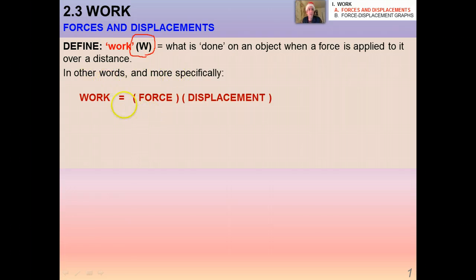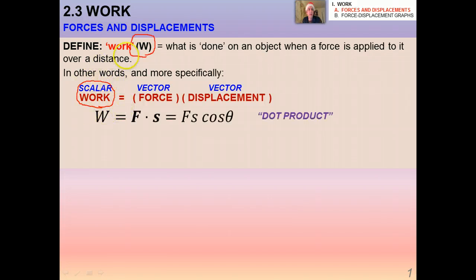In other words, and more specifically, work is the product of force and displacement. Okay? Now, force and displacement are both vectors. Turns out that work is a scalar. Okay? And the only way that you can have this happening is if it's what's called the dot product between the two vectors. Okay? So F dot S as vectors, that's how we say that in mathematics, okay? What that means is that we take the magnitude of F times the magnitude of S, and we multiply it by the cosine of the angle in between those two vectors.